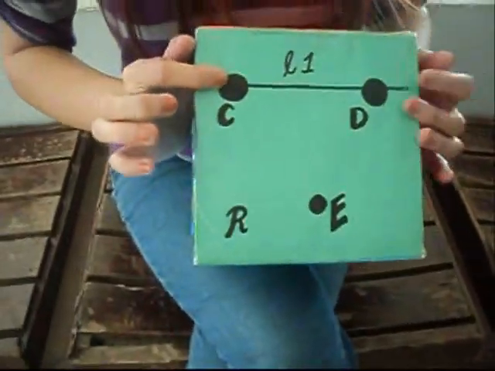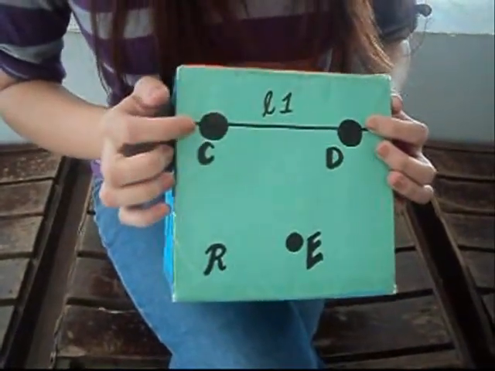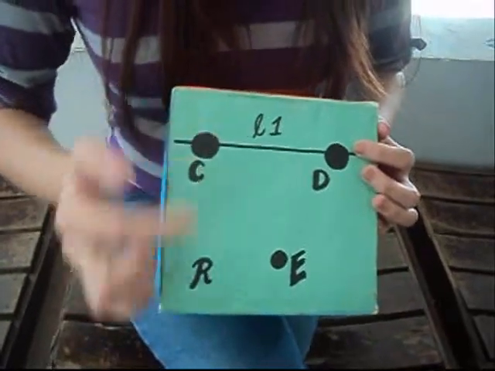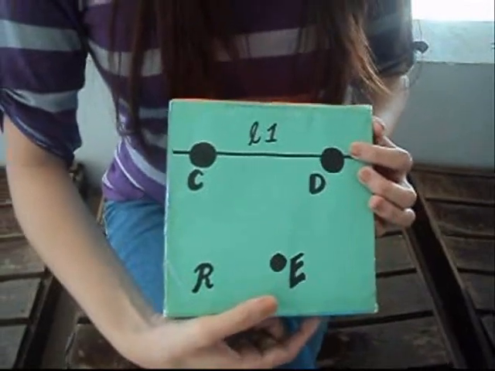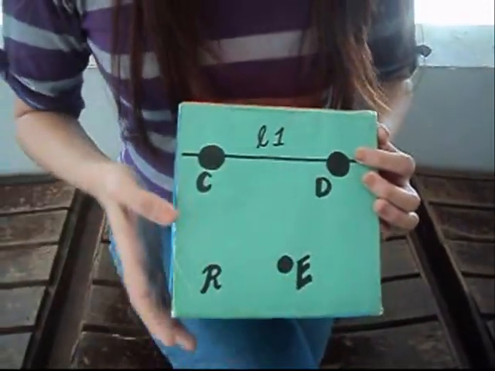Now let C and D be the 2 points on line 1. Then 1 and only 1 plane R can be passed through line 1 and point E, because 1 and only 1 plane can be passed through C, D, and E, and that is according to axiom 2, which states that through 3 non-collinear points, 1 and only 1 plane can be passed.